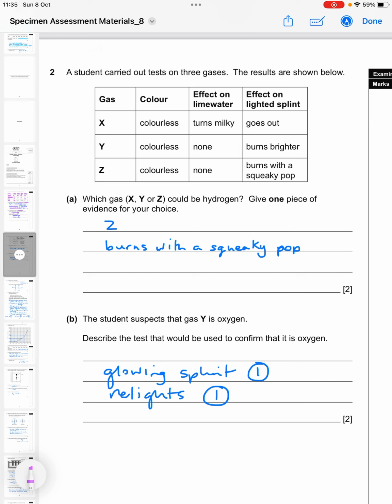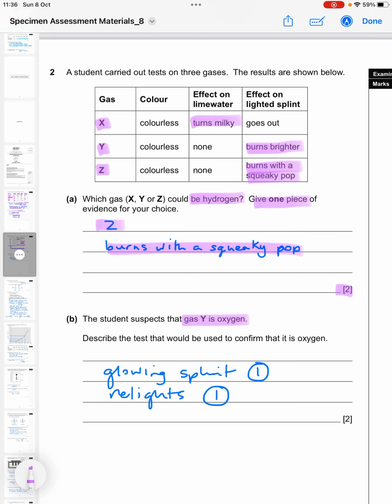So the student carried out 3 tests on 3 gases. The results are shown below. So we have X, Y and Z, all colourless gases. First one turns lime water milky. Second one burns brighter with a lighted splint. And the third one burns with a squeaky pop. So which one would be hydrogen? So Z, 1 mark for that, and then your piece of evidence, because it burns with a squeaky pop. So always remember, if it's like which one and give a piece of evidence, there's 1 mark for each of those parts, so there's 2 marks in total.